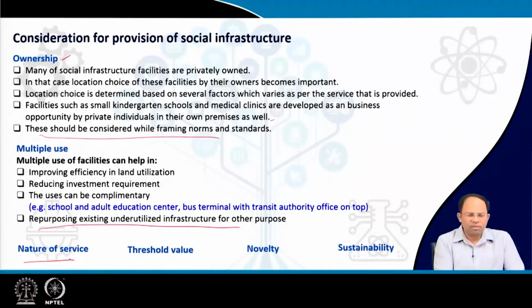Then the nature of the service is of course very, very important. The threshold value, if there are threshold values determined for that kind of service, like in the case of a fire tender, within what time I have to reach a particular location. The novelty of that service and the sustainability of that service, all this will determine how that service has to be provided in an urban area. Accordingly, we will decide how many of those services, where to provide them, and so on. So these are some of the basic properties of provision for social infrastructure in urban areas.